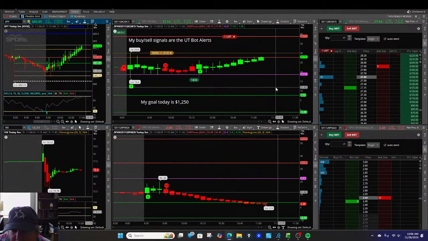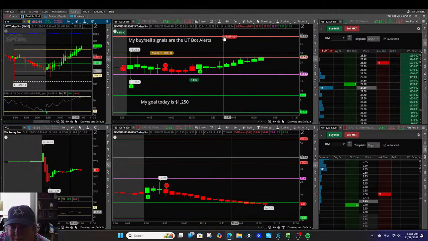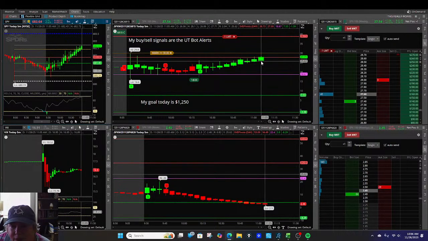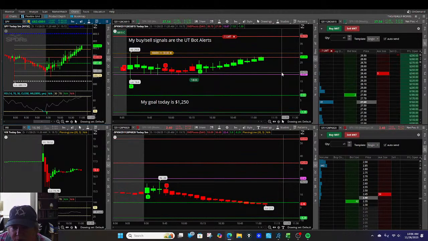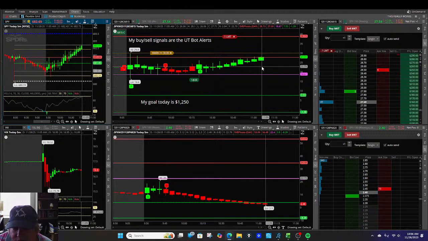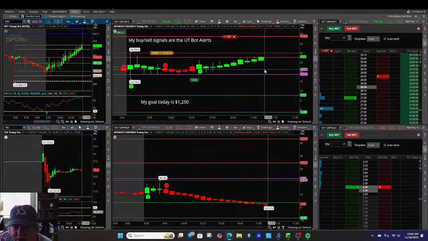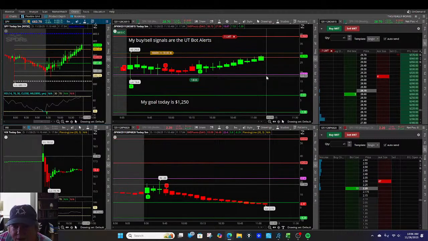I want to point out something here. I've got a resistance line, 27.59. It's that red line right there. The price has gone above that, so it's broke resistance. The next big area that I'm waiting for is probably going to be the $30.